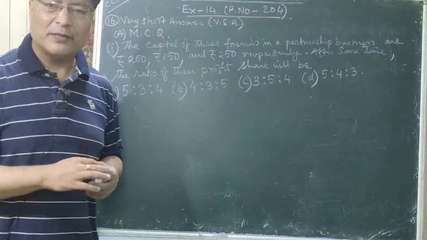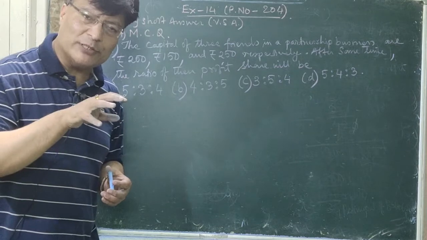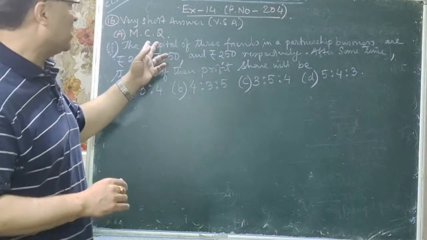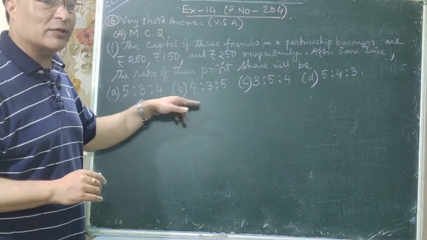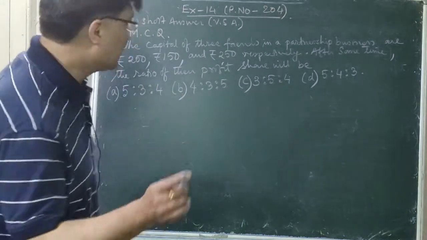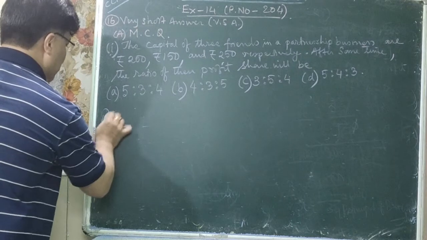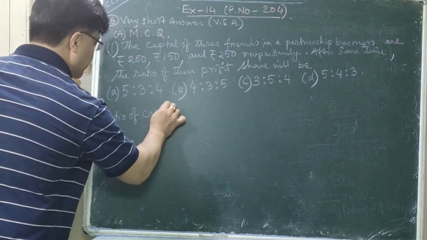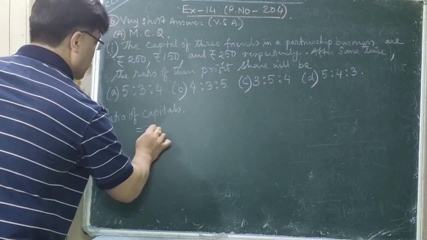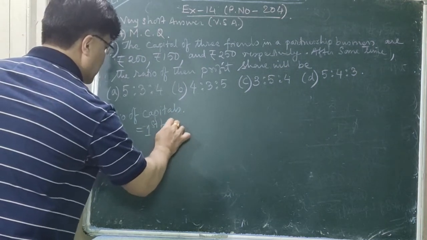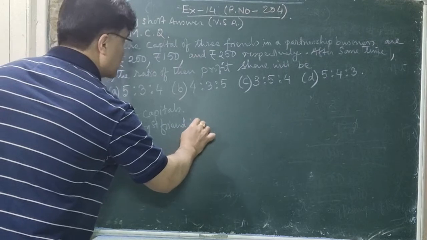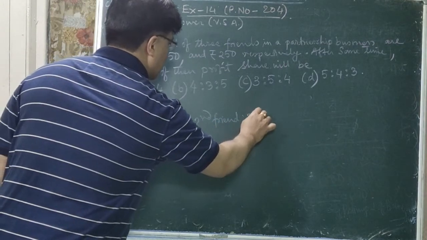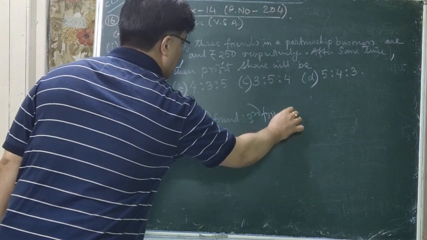Agine maile bhane ratio of capital jun chai huncha tei nai ho ratio of profit share. Bujhnuhuncha na? The ratio of capitals nikalne yesko tei nai huncha ratio of profit share. Is that clear? So now let us write here ratio of capitals is equal to first friend is to second friend is to third friend, right?